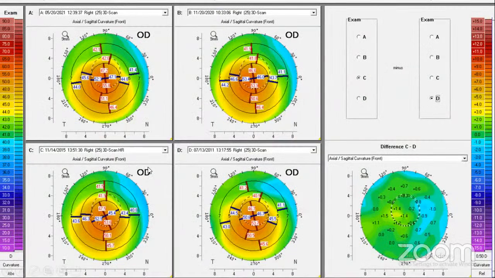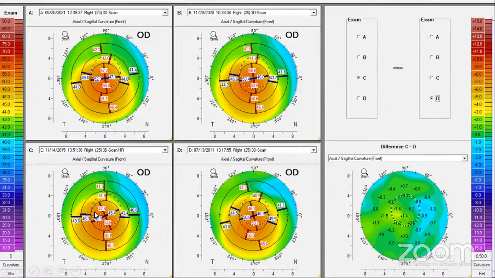So these are the compare maps between 2011, 15, 20 and 21, which show the comparison between the anterior sagittal curvature maps. As you see here, there is an option to select and compare between the two values, A to B, B to C and C to D. So when we see the comparison between C and D, that is our first visit and second visit. After the first visit, we went ahead and did CXL.